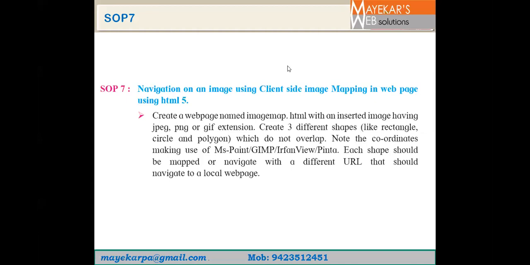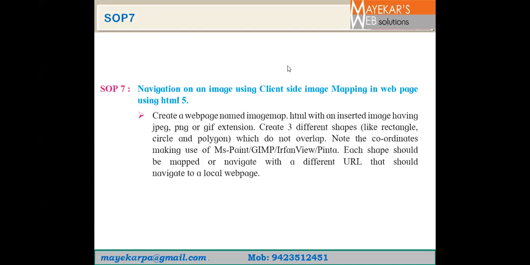So what we will do, all these things, means finding the coordinates, as well as using a tool to shrink the image and skew the image, by using MS Paint. Here we are going to use MS Paint instead of GIMP, IrfanView or Pinta. Each shape should be mapped or navigate with a different URL that should navigate to a local web page.